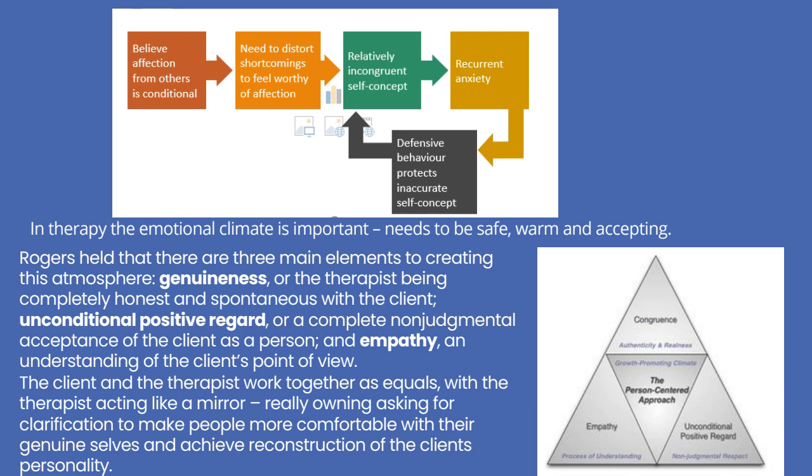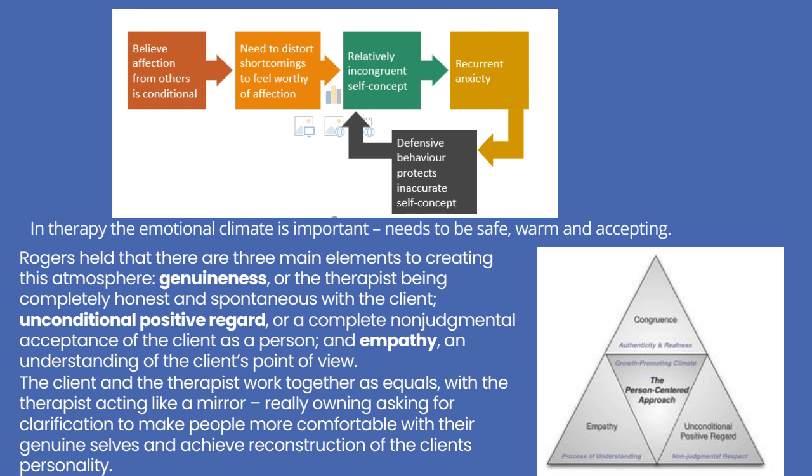So in this process, somebody believes that affection from others is conditional. What they then do is they tend to distort themselves so that they feel worthy of affection. And that's where you get this incongruent self-concept, which creates recurring anxiety, which then creates defensive and protective behaviors, which then exacerbates the inaccurate picture of a self-concept. So it's very much a relationship where the negative parts feed into each other all the time, and it's about helping the client break that cycle so that they can actually change how they see themselves and gain personal growth.